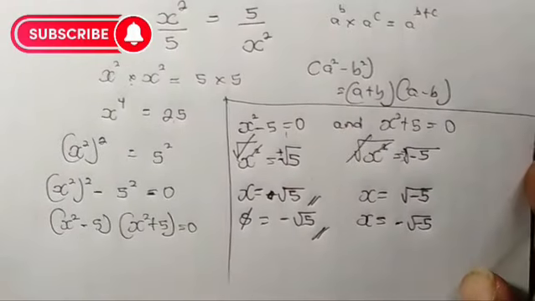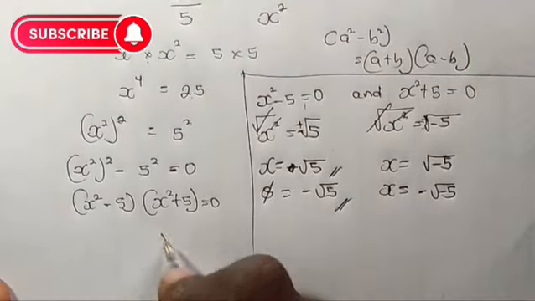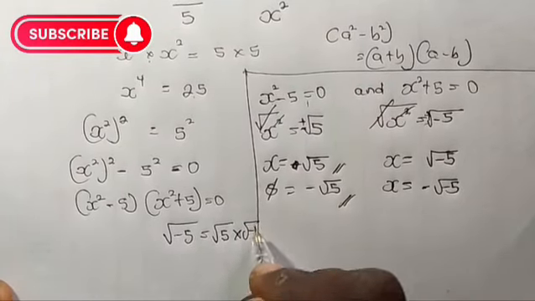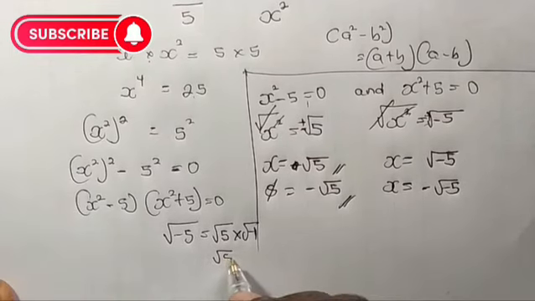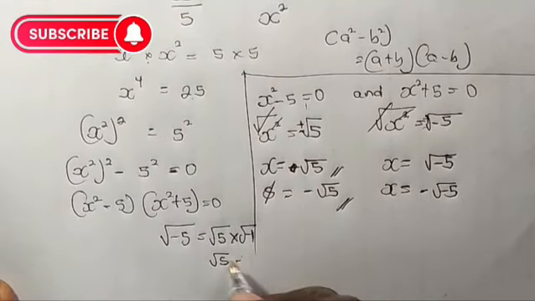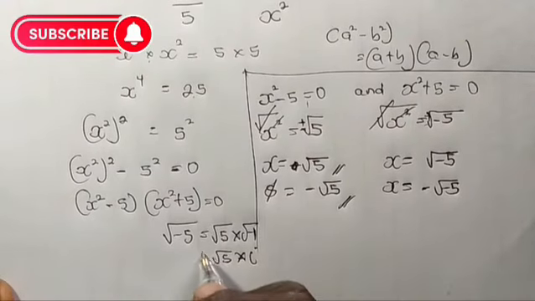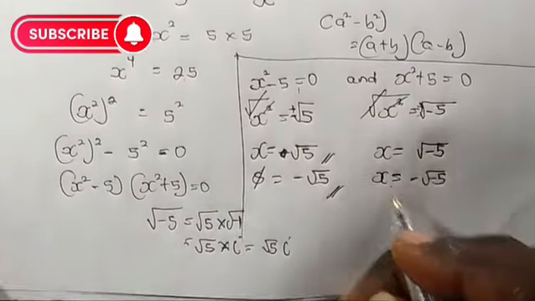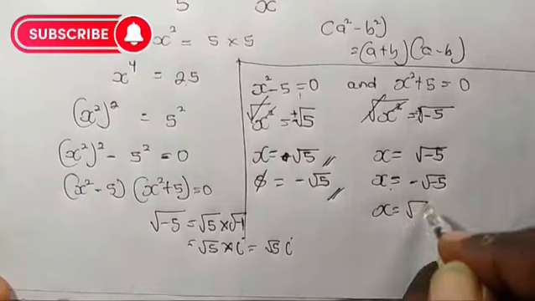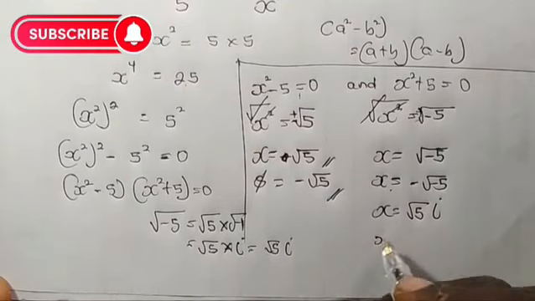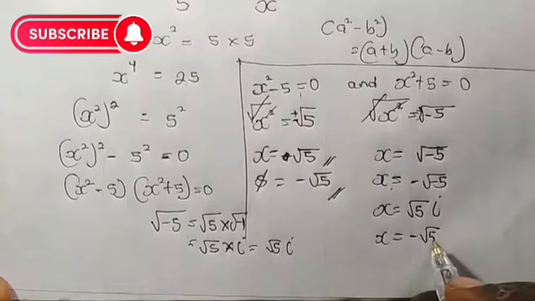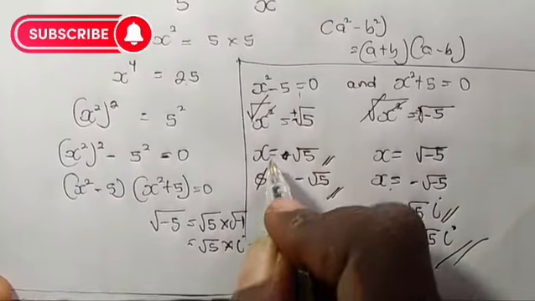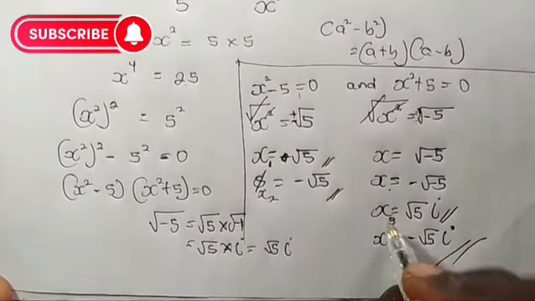And I want us to recall something. When you have root of negative 5, we can write this as root of 5 multiplied by the root of negative 1, right? And don't forget, root of negative 1 is equal to iota. So we are going to have root of 5 multiplied by iota. Therefore, this is equal to root 5 iota. So now we can rewrite the value of x to be equal to root 5 iota, and also x to be equal to minus root 5 iota. So these are the four values of x, which is this is the first value, this is the second value, this is the third, and this is the fourth.